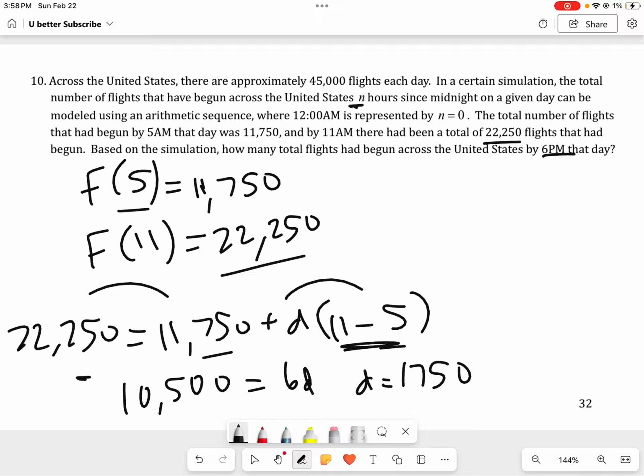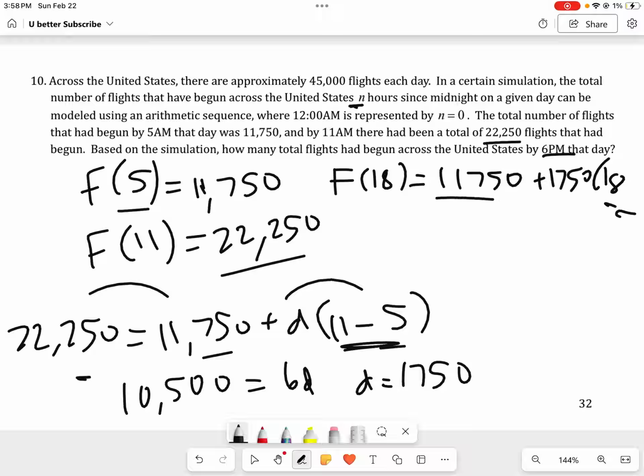6 p.m. is 18 hours after midnight, so you just plug that in, 18, and then we use our initial equation that we just did: 11,750, plus our d value, which we found is 1,750, times our n, which is what we're solving for, which is 18, minus our k, which is our 5th term, so 5. If you just do that, it's going to give you 34,500 flights by 6 p.m.